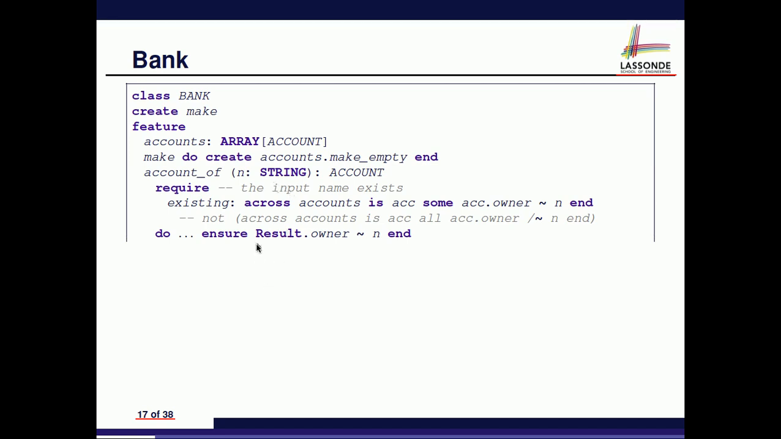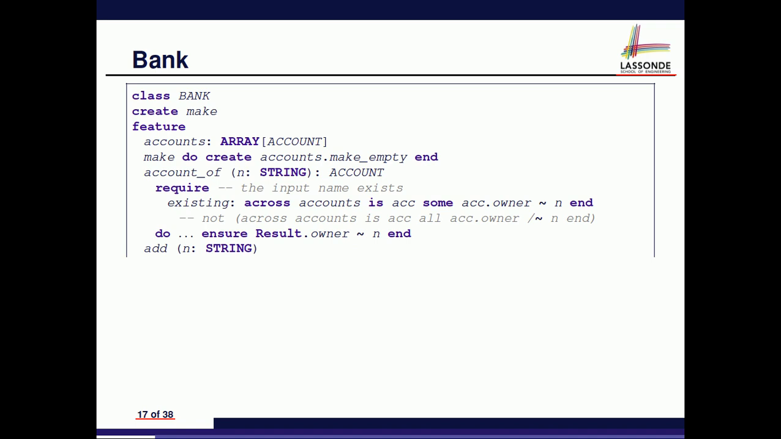And then the postcondition here is very easy. Result.owner is just n, whatever you return. The owner should be, for example, Alan. And then we also have another command, which is going to add a new account. And now, if I want to add a new account, what would be the precondition here?